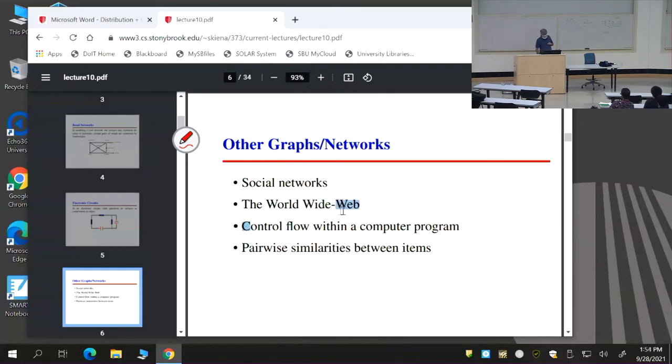Has anybody ever heard of the flow graph in a computer program? You guys write computer programs. What happens in a computer program? One statement follows the other, follows the other, until you get to the end of a loop or an if statement. You can imagine a program as a graph, where every vertex is a line of code, and there is an edge between one line of code and the next one.